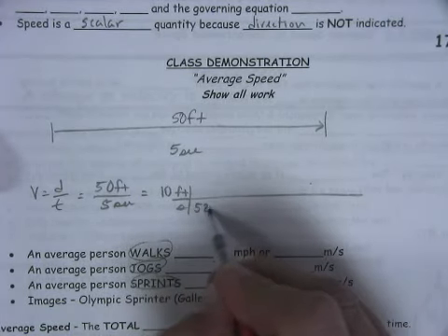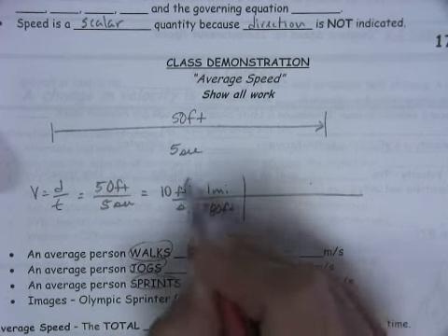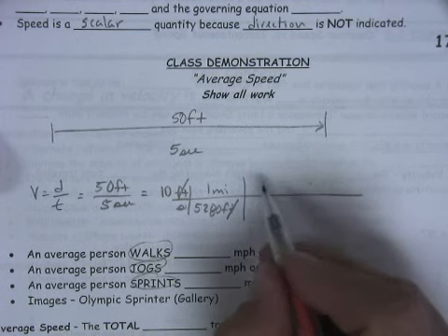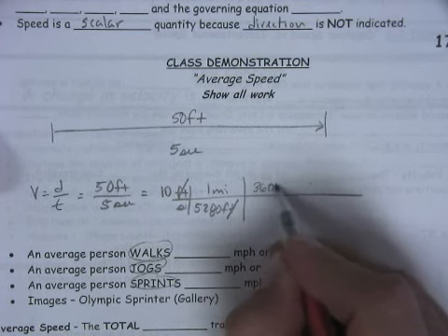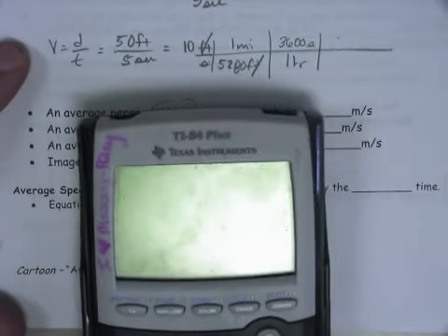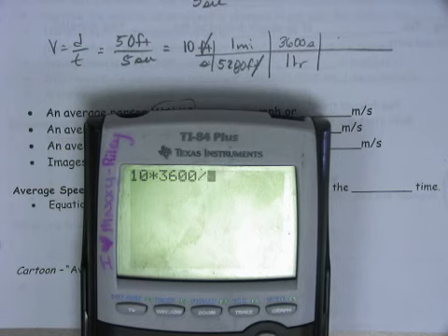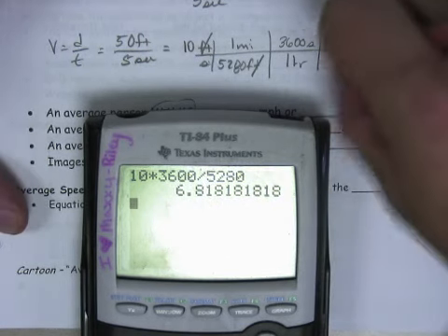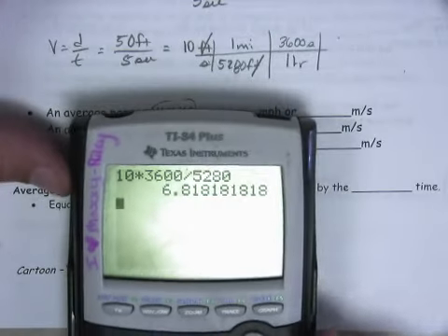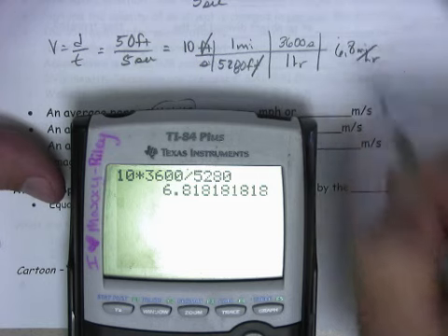I know there's 5,280 feet in 1 mile. If I stopped right here, my answer would be miles per second. I don't want that, I want miles per hour. So there's 3,600 seconds in 1 hour. If I divide those out, I'll show you the numbers here. Remember, I multiply first, and then I do the division. Don't do it the other way around. If you do it correctly, you'll get 6.8, and that'll be miles per hour.